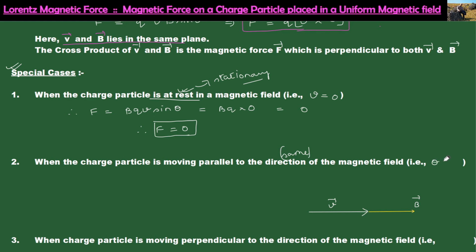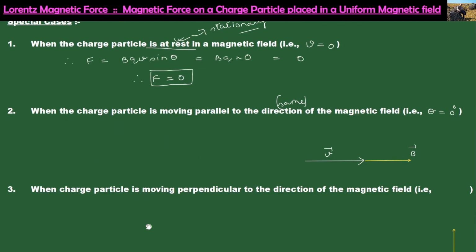So theta in this case will be equal to 0 degree. If theta is equal to 0 degree, if you calculate the magnitude of the force, so if you substitute in that equation, since the charged particle is moving, V is non-zero. So that is why I have not put V equal to 0.